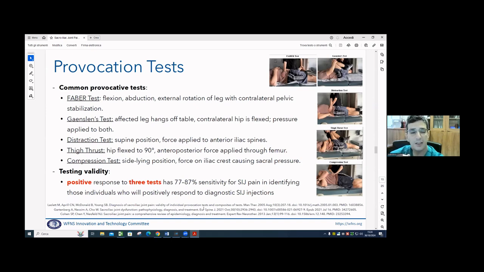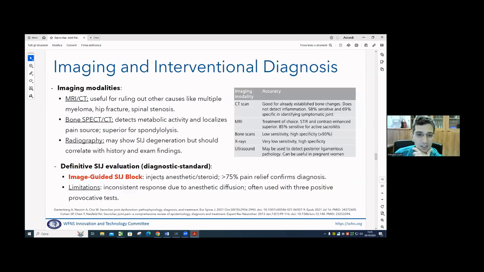Among the provocation tests, the FABER test is the most important and the most commonly used. It involves flexion, abduction, and external rotation of the leg with contralateral pelvic stabilization. But to make a more precise diagnosis, we need at least 3 positive tests in order to have 77 to 87% sensitivity. The other tests are the Gaenslen test, the distraction test, the thigh thrust, and the compression test. So we need at least 3 tests in order to consider this syndrome.